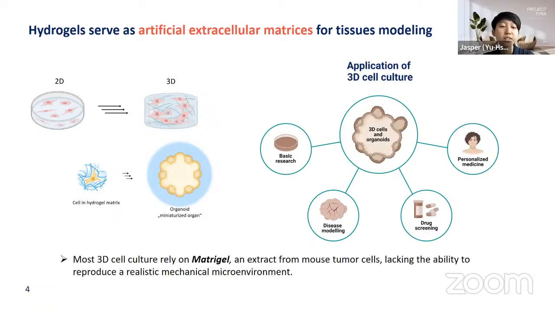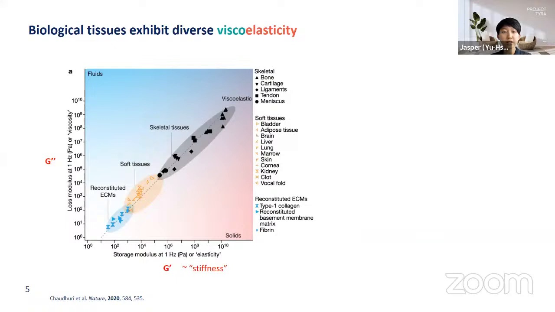However, most of the 3D cell culture studies still rely on Matrigel, which is extracted matrices from mouse tumor cells. They have multiple problems, but I think the major problem is that this material lacks the ability to reproduce a realistic mechanical environment. What do I mean, realistic mechanical environment?